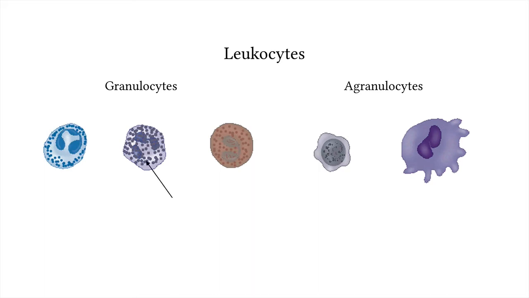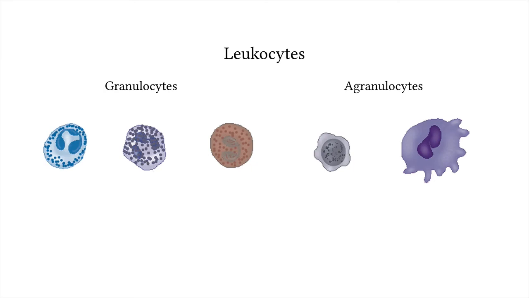Granulocytes have vesicles that receive stain well, so you can see them under the microscope. This makes the cells appear grainy, hence the name granulocytes. Agranulocytes have vesicles as well, but they're very small and do not take in stain well. Thus, you cannot see the vesicles under the microscope. There are 3 types of granulocytes.